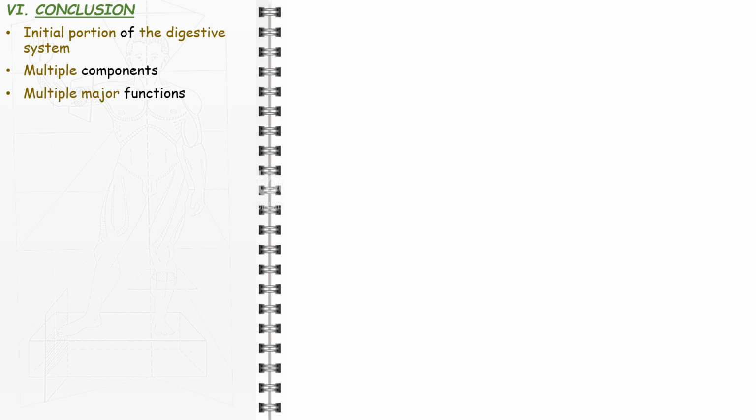The mouth is the initial portion of the digestive system. It is made of multiple components with multiple major functions. It has a diverse blood supply, lymph drainage and nerve supply.